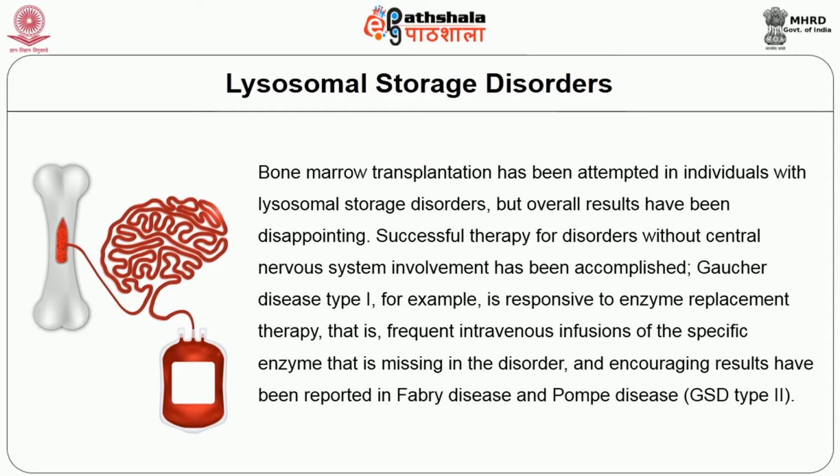Successful therapy for disorders without central nervous system involvement has been accomplished. Gaucher disease type 1, for example, is responsive to enzyme replacement therapy, that is, frequent intravenous infusions of the specific enzyme that is missing in the disorder, and encouraging results have been reported in Fabry disease and Pompe disease.